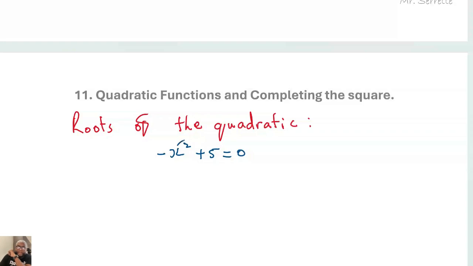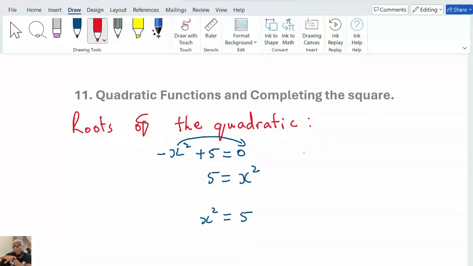So what I can do here is I want to actually carry this x squared over so that it will become positive, right? So I'll have 5 is equal to x squared, because it will be 0 plus x squared, right? Which is simply x squared. Now, at this point, this is how you solve your quadratic if you have no b, right? This is all you have to do. Once you have no b, this is all that you do, okay? So I'm going to put that in red here.